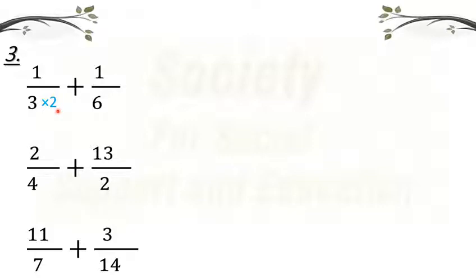Now, if I multiply the denominator by 2, I must multiply the numerator also by 2 to obtain an equivalent fraction. So, 1 times 2 over 3 times 2. I obtain 1 times 2 equal to 2, 3 times 2 equal to 6, plus, keep this fraction the same, plus 1 over 6.